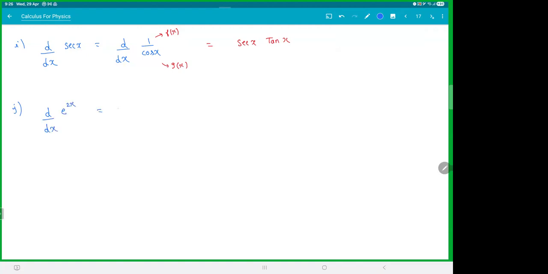E power 2x can be written as e power x into e power x. Again, a product rule. E power x will be outside. You differentiate the e power x. The other e power x will be outside. You differentiate the e power x. This would be e power x into e power x plus e power x into e power x. That's 2 times e power 2x. Yeah. All clear with this? If you understood till here, your level 1 and level 2 are good enough.